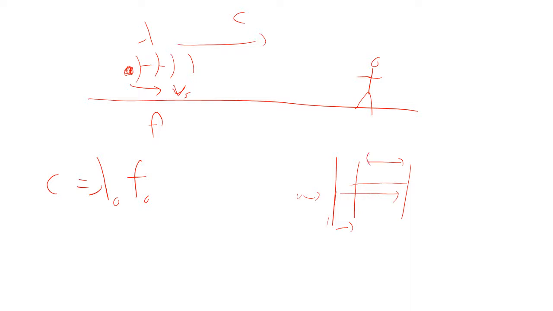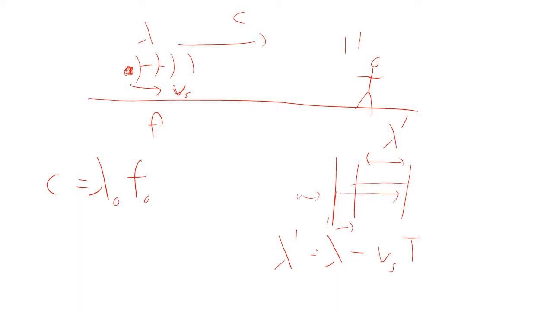So lambda prime is the wave that this person over here is actually seeing. They're seeing a shortened wave. The wave is somewhat compressed because of the motion. Well, how far did it get compressed? Lambda prime is going to be equal to lambda minus the velocity of the source times the period.